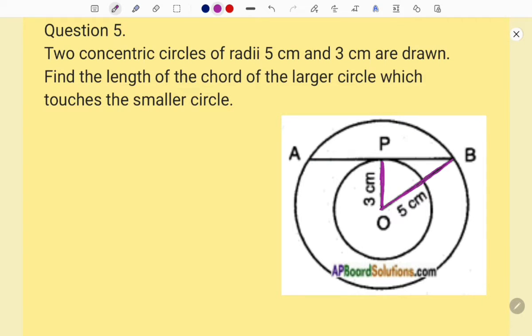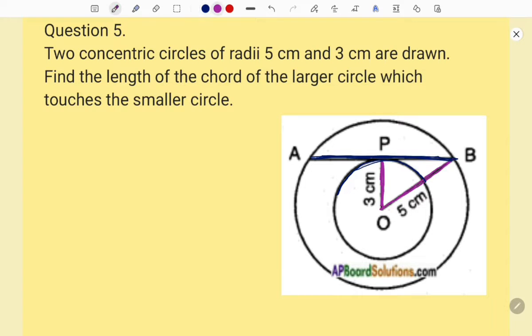Now here AB is the chord of the larger circle. It touches the smaller circle at P.